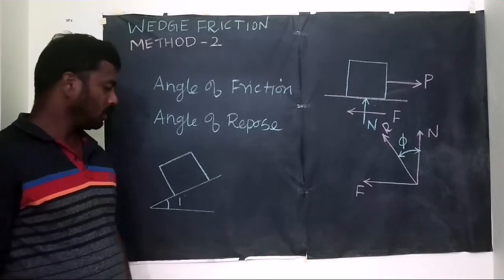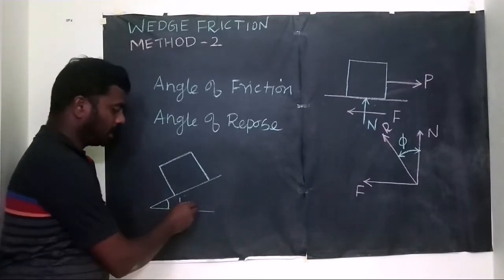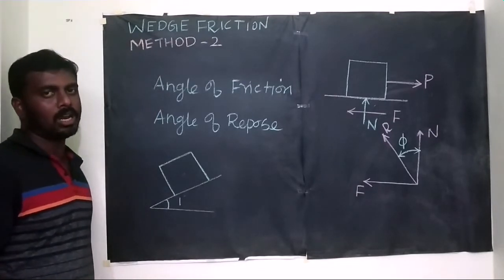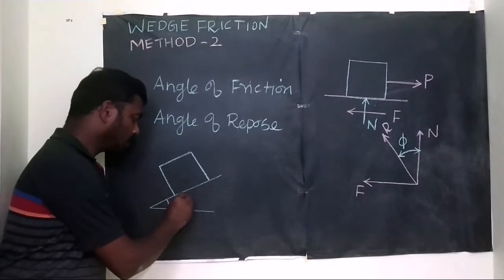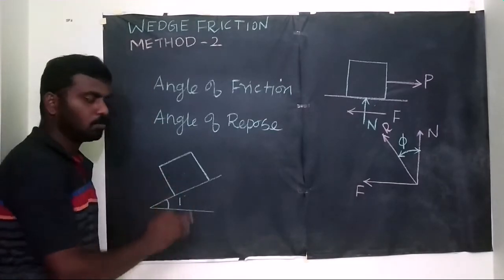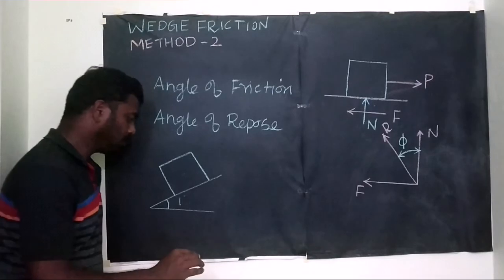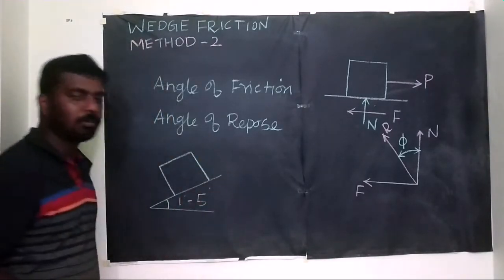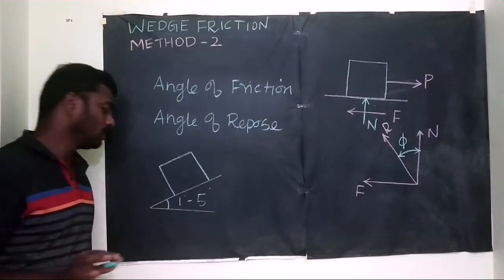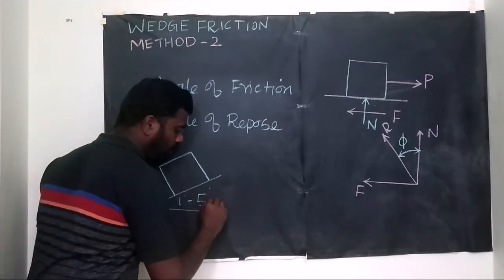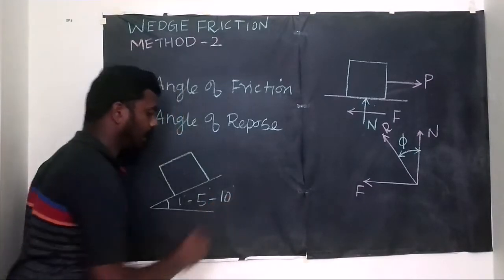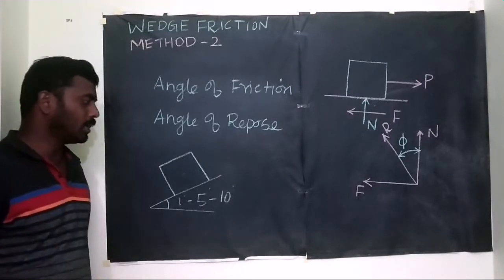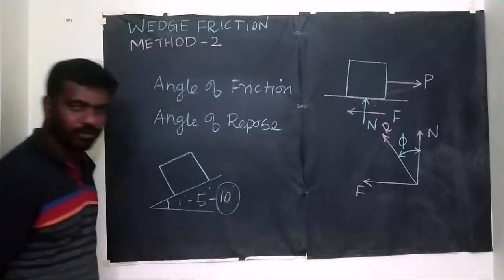I am repeating again. At some angle, the block starts to slide down. That is called the angle of repose. Now this angle is 1 degree, and at that time the block will not slide down. Then I increase the angle from 1 degree to 5 degrees, and even then the block will not slide down. Then I increase the angle from 5 to 10 degrees, and at that time the block may start to slide down. That angle is called the angle of repose.